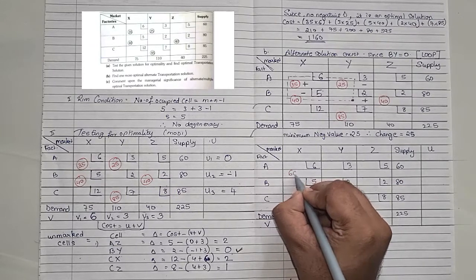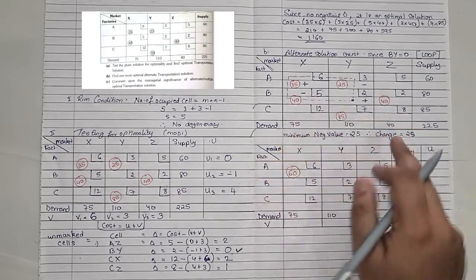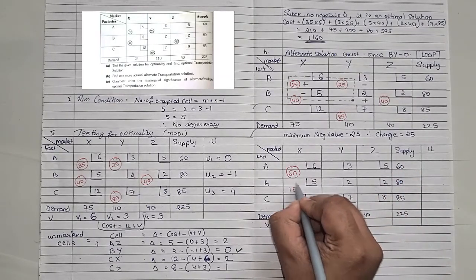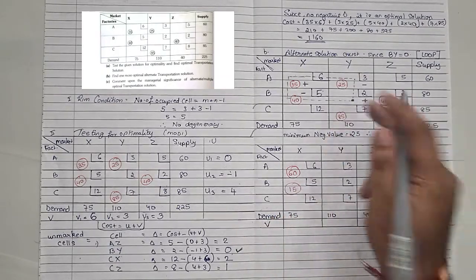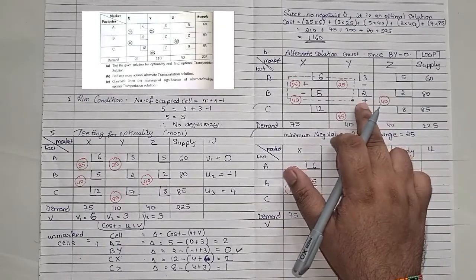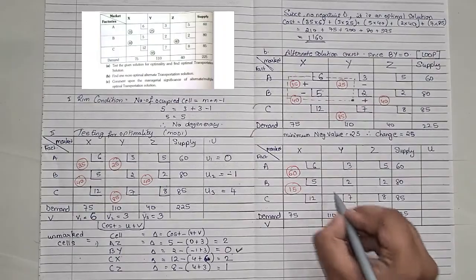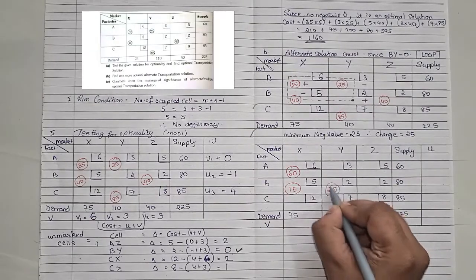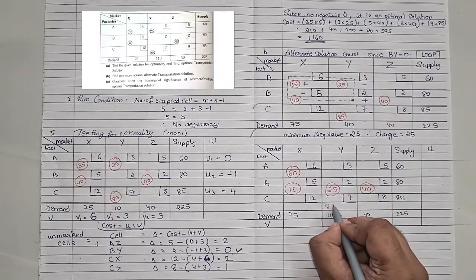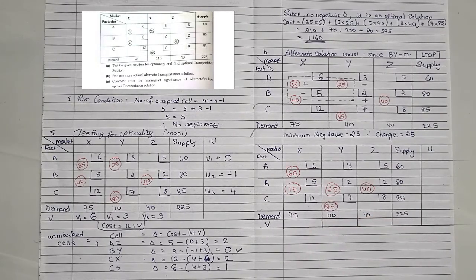So here it will be now 60. 40 minus 25 is 15, so this will become now 15. 25 minus 25 is 0, so it's gone. There is no allocation there. And here it is nothing. It was 0 plus 25, so this will become now 25. The others remain as they are. So here it was 40, which will remain as it is. Here it was 85, it will remain as it is.